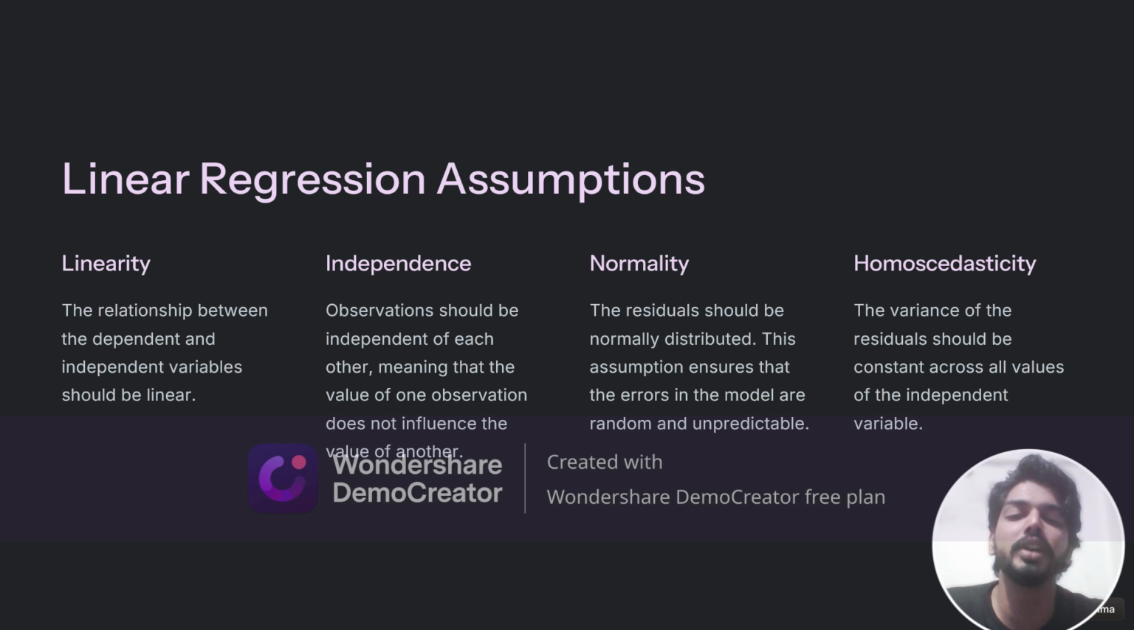Independence. Observations should be independent of each other, meaning that the value of one observation does not influence the value of another. Basically, one will not affect the other. Normality. The residuals should be normally distributed. This assumption ensures the errors in the model are random and unpredictable. Homoscedasticity. The variance of the residuals should be constant across all values of the independent variable.